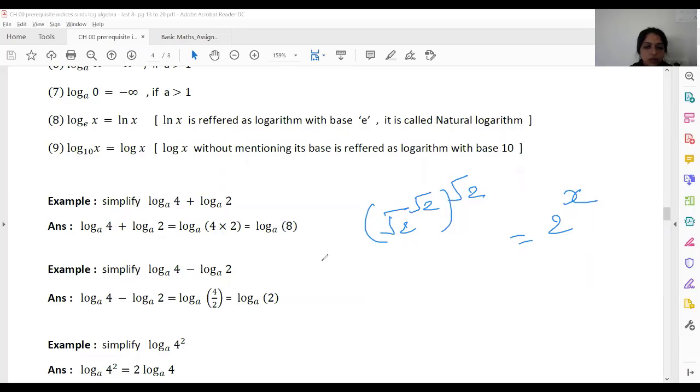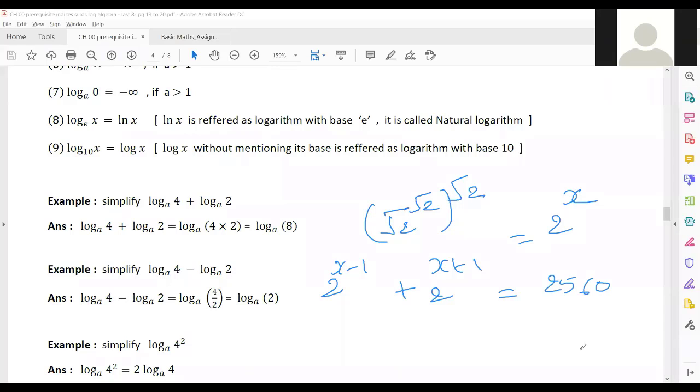Now, 2 raised to x minus 1 plus 2 raised to x plus 1 is equal to 2560. What is x? No, it is not 0. Ma'am, it's 9. Please, if you don't know the answer, keep mum. No, it's not 7.